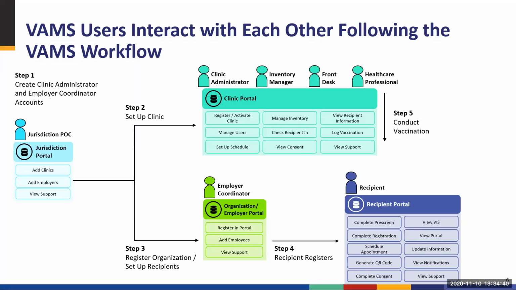After the employer coordinators have added their workers or volunteers in VAMS, those workers become vaccine recipients and receive a registration email prompting them to complete the pre-screener, add their medical information in the system, and then schedule an appointment at one of the vaccination clinics. When the vaccine recipient arrives at the clinic, a healthcare professional will administer a vaccine. So now that we've reviewed the VAMS workflow, next slide, please.